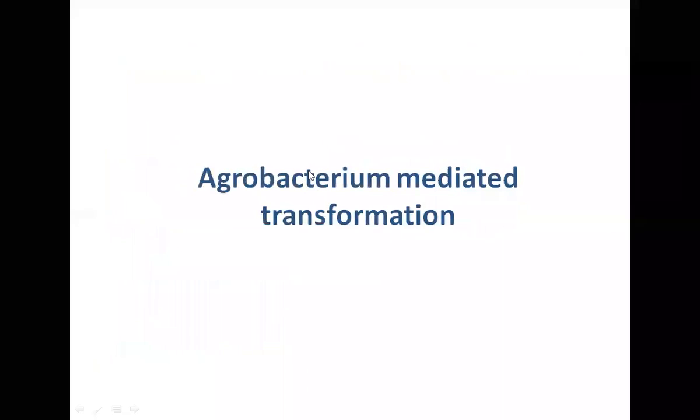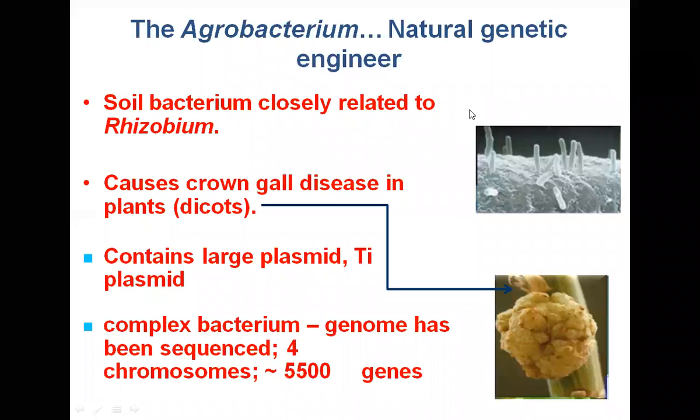So let us start with Agrobacterium-mediated transformation. Now, in the first place, the question that comes is, what is this Agrobacterium? Agrobacterium is a soil bacterium, and it is closely related to Rhizobium. All of you must have heard this word, Rhizobium. So this is a close relative of Rhizobium. It resides in soil, and therefore it is also called a soil bacterium.